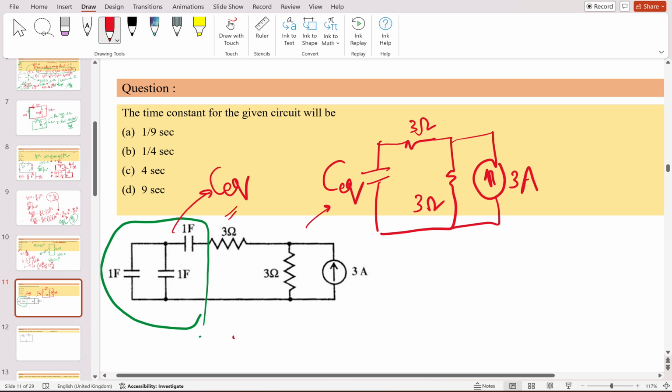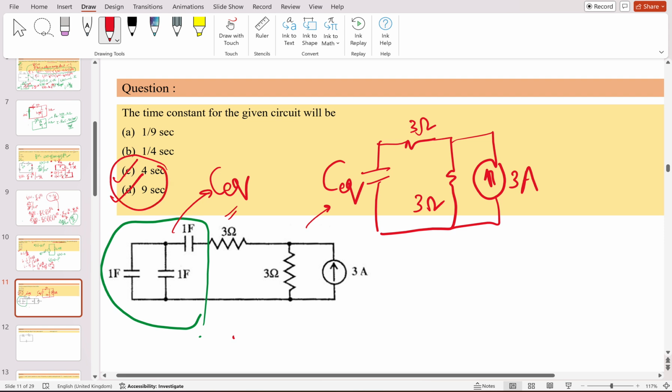Option D, sir. Okay, let's wait for a few more seconds and re-verify whether it is correct or not. Okay, option C I've got. Let's see whether it is correct or not.